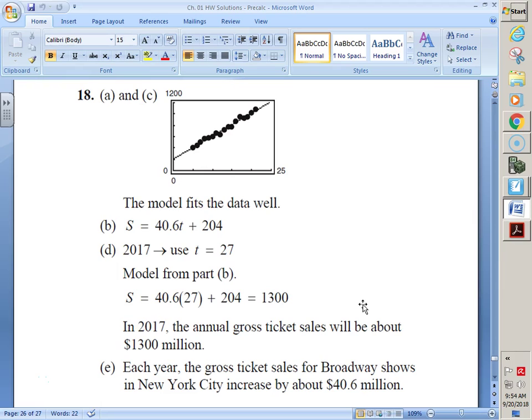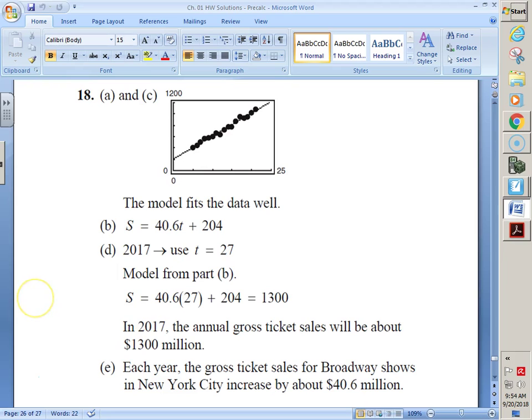Number 18, you see the scatter plot and the superimposed regression line. This is your equation. Could you have written it with a Y? Correct? Yeah, they told you S and T. So S took the place of Y, T took the place of X.